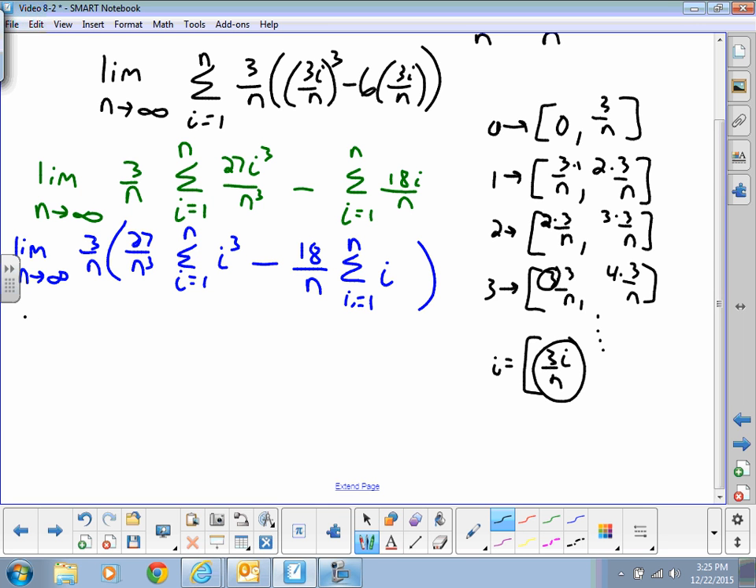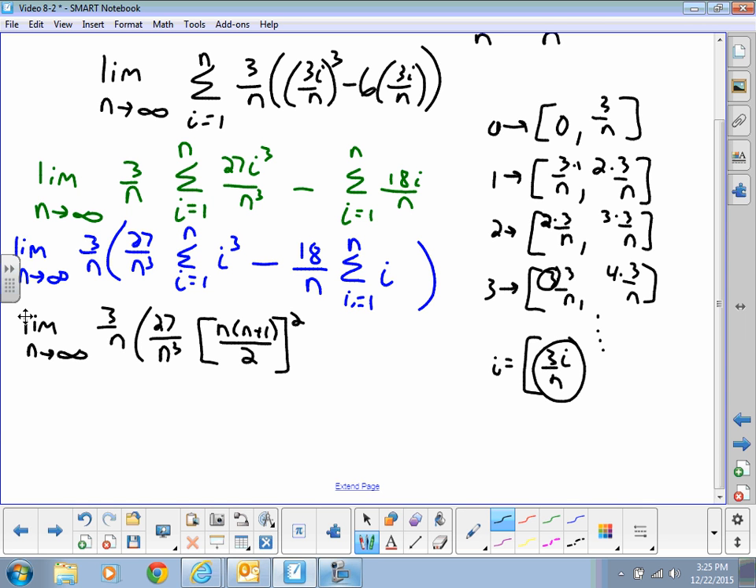So I'll rewrite this. We've got the limit now as n approaches infinity. We've got 3 over n times 27 over n cubed. And then we've got a formula for our summation of i cubed. So this is just going to become n times n plus 1 over 6, or sorry, over 2. The 6 is for the squared one. And then that's all squared, minus 18 over n.